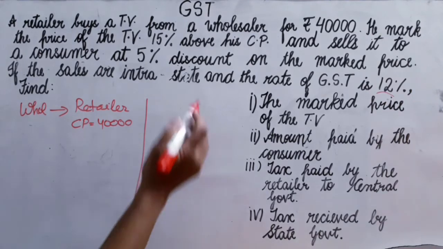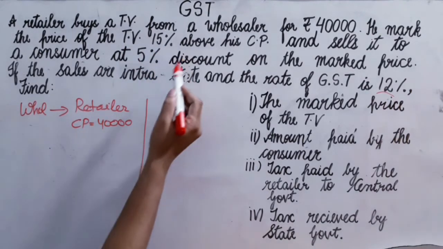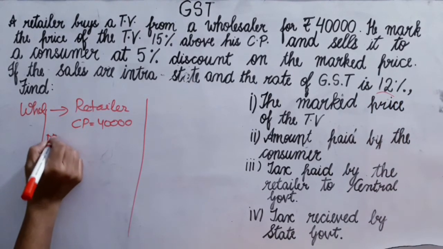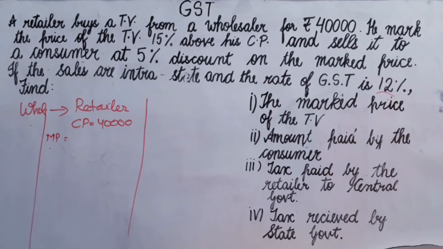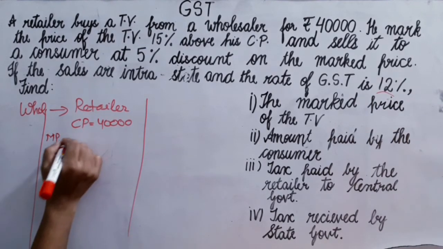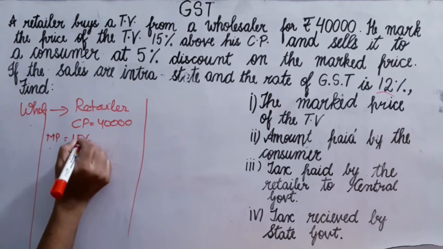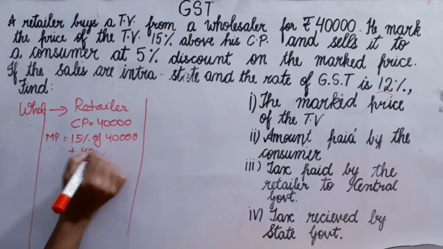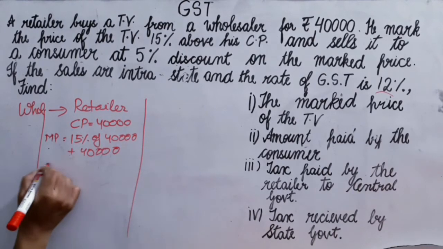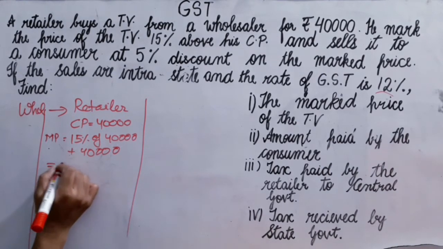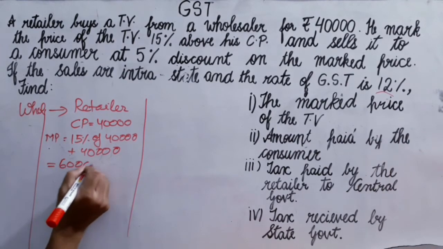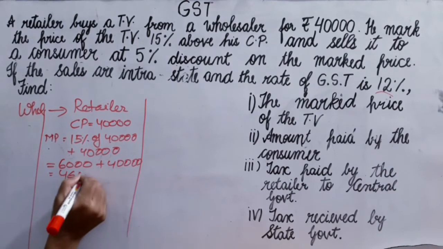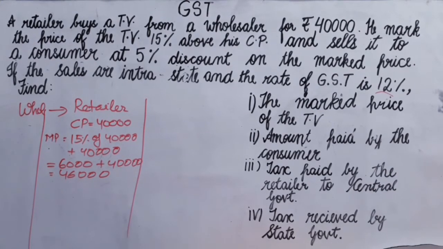Okay. Now, the retailer is marking up the price 15% above the cost price. So, your marked up price for the retailer: he is marking up the price 15% above his cost price. So, 15% of 40,000, he is adding to 40,000 and then he is marking this much amount. Calculating this, you will get 6,000 plus 40,000, that is 46,000. So, the mark price is now 46,000.